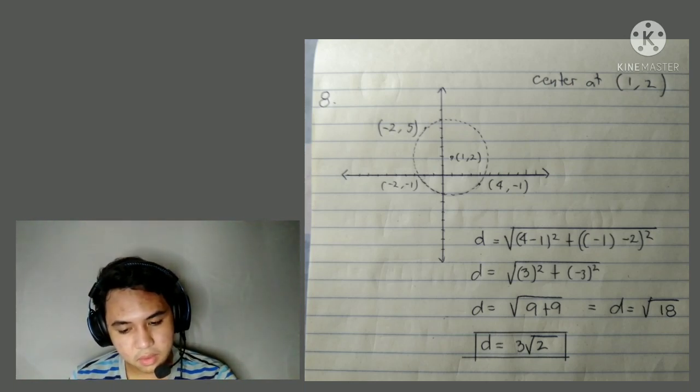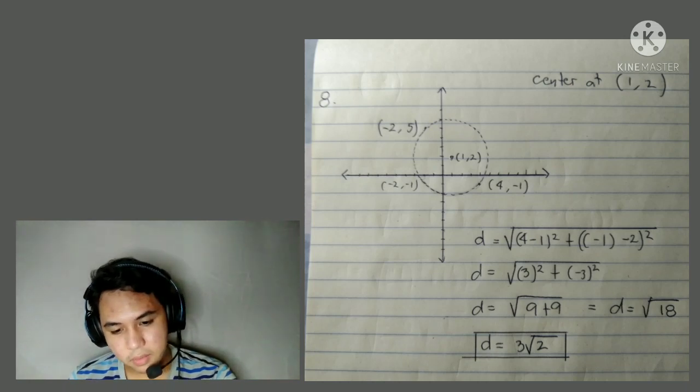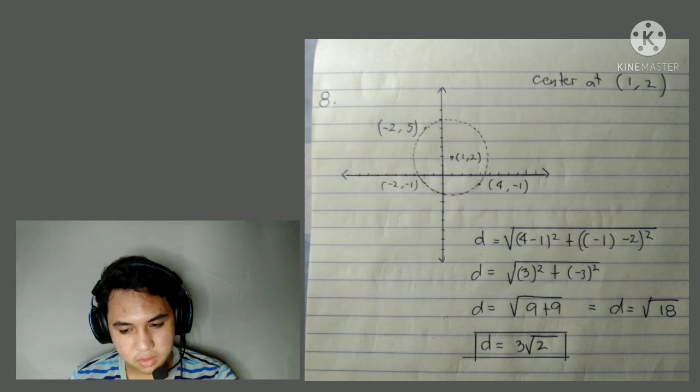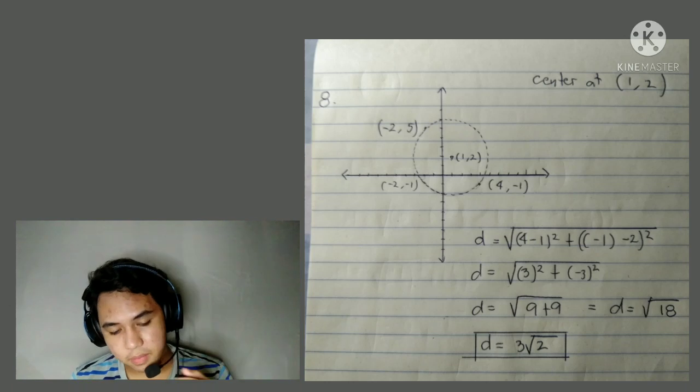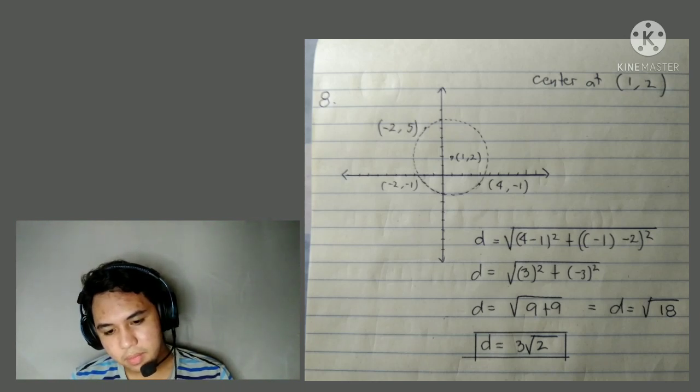So using the distance formula, we can calculate the radius of the circle. We can choose any one of the points except the center, because we are going to solve for the distance from the center. So we have here distance is equal to, in this case I chose (4, -1), so we will have the square root of (4 minus 1) squared plus (-1 minus 2) squared.